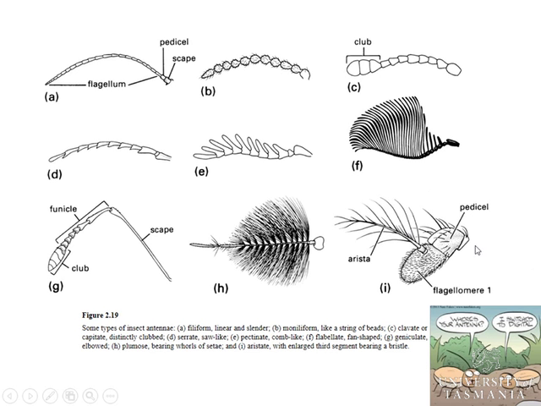And the last one here is aristate, which is just a bristle. That first segment exists there, and then it's just a bristle off here. And this is generally found in flies, very fast-moving things that fly at very high speed. So you can't have a big old antenna flapping around everywhere in the process. Flies aren't that big on antenna.